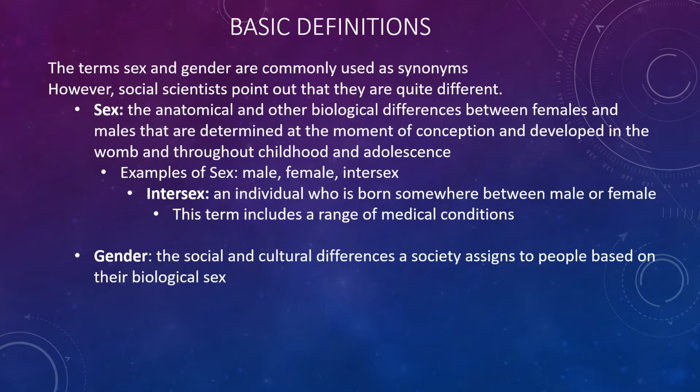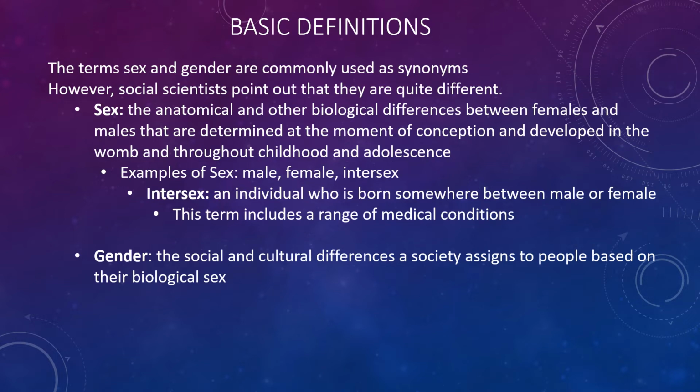We will define intersex individuals as somebody who was born somewhere between male and female biologically. And that absolutely exists. That's not a sexuality. That is just the biological condition of an individual's body. And that can include a range of medical conditions. There are quite a number of medical conditions that make intersex individuals.